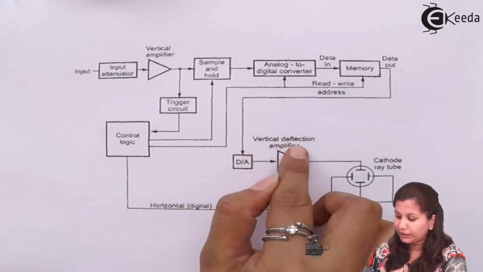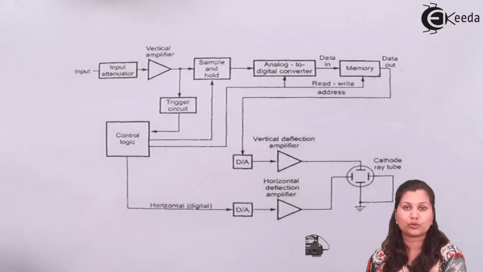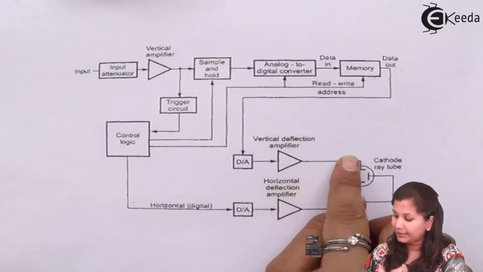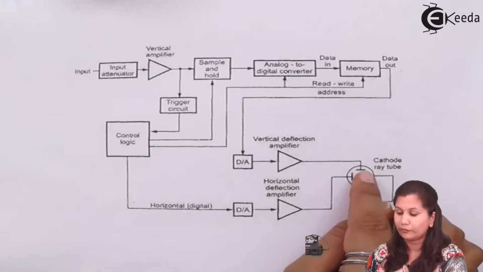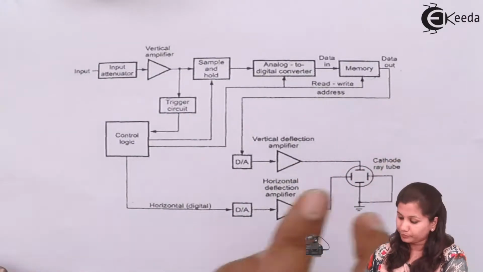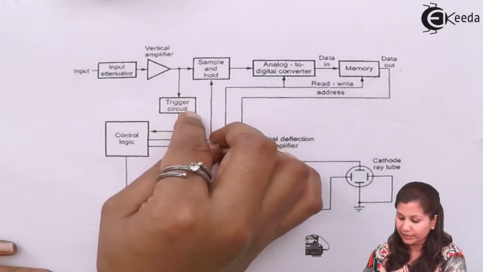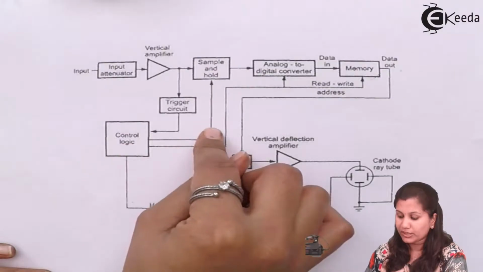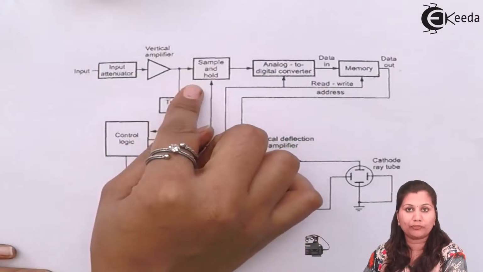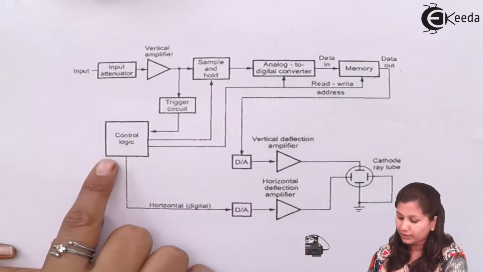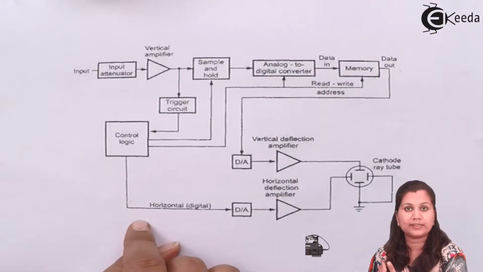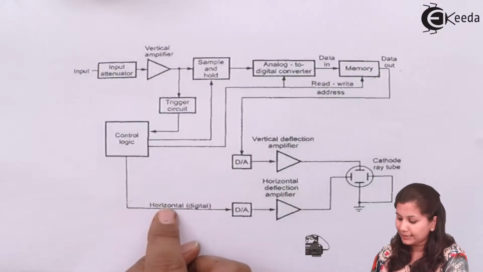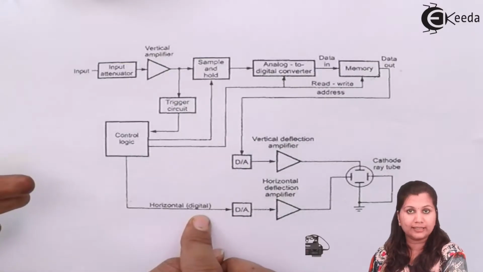Then we have the vertical deflection amplifier, which is going to amplify the signal and then give it to the vertical plates of the cathode ray tube. Here we have the triggering circuit, which is given to the control logic. This control logic is going to trigger the sampling of the signal. Also, this control logic is going to produce the time-based signal, and this signal is a digital signal again.